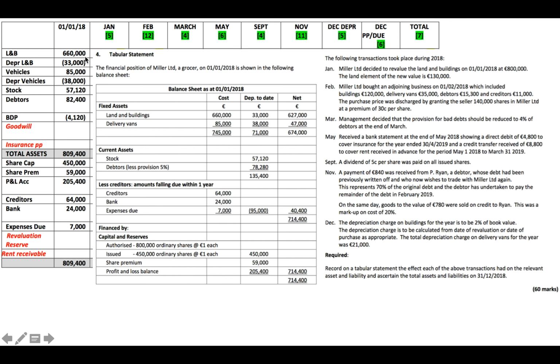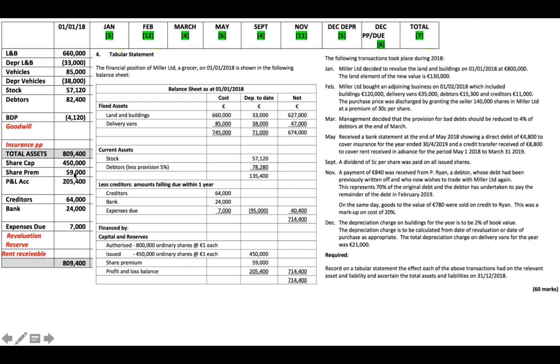So you've got your 660,000 and then you take away your depreciation, 33,000. Then your vehicles, you've got your 85,000 and you take away your depreciation, 38,000. Then you've got your stock, 57,120, and then you have your debtors, 82,400. Now you can see that that's different from here, but this figure here, 78,280, is 95% of debtors. So we want to put 100% of debtors here and then take away whatever the 5% is. So the 5% is bad debt provision, so 4120 is to be taken away there.